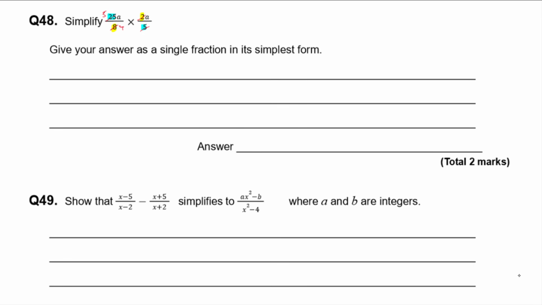So then multiplying through, 5 times a, that's 5a, and 4 times 1 is 4. So that's my answer. It's 5a over 4. Okay.